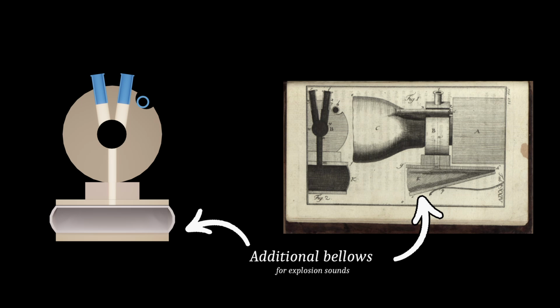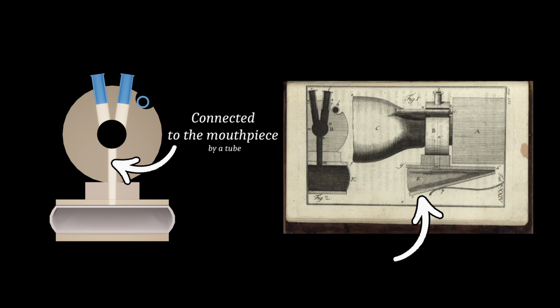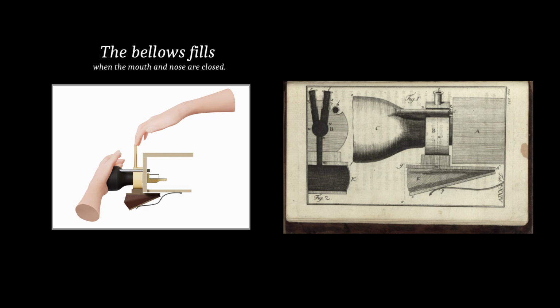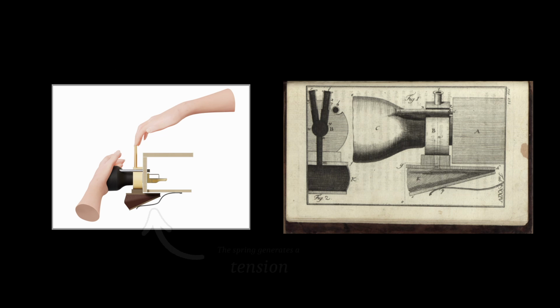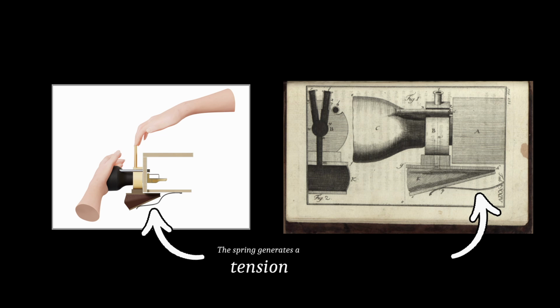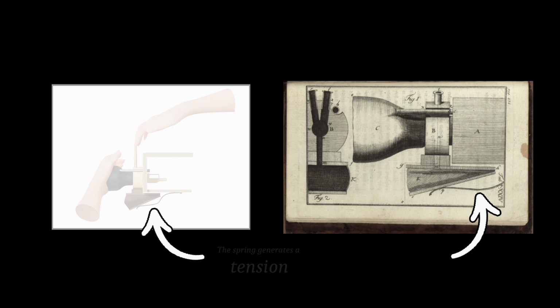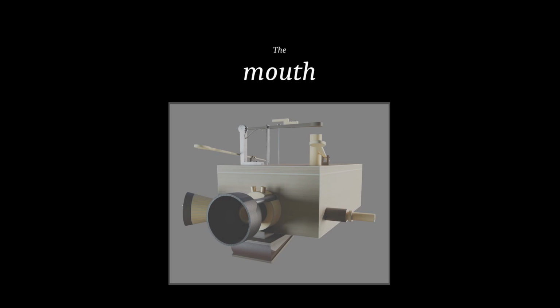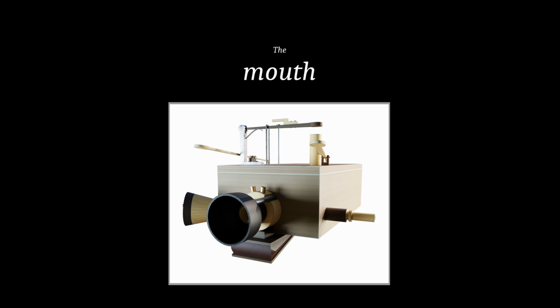Additional bellows for explosion sounds. Connected to the mouthpiece by a tube. The bellows fills when the mouth and nose are closed. The spring generates a tension. The tension is released when the mouth or nose is fast opened. The mouth.